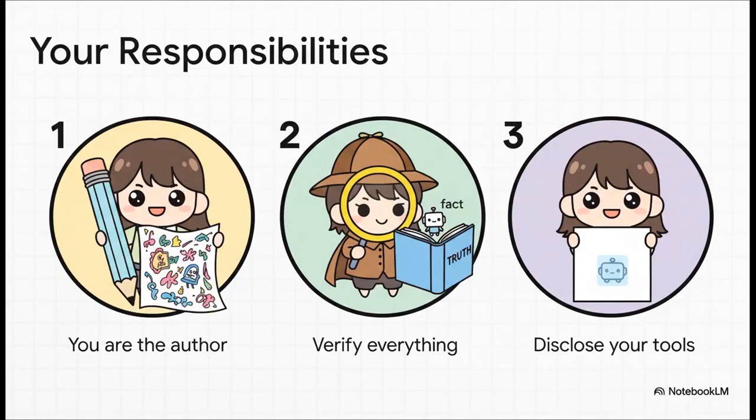So after all that, what does this mean for you? It really comes down to 3 core responsibilities. First, you are the author, period. The thinking, the analysis, the writing, it has to be yours. Second, verify everything. Every single fact, every source, every claim that an AI gives you, you have to double-check it. And third, disclose your tools. When in doubt, just be transparent about how you used AI to help you.